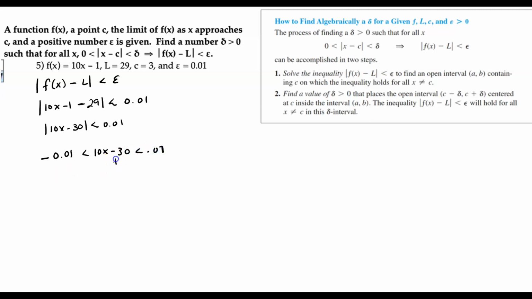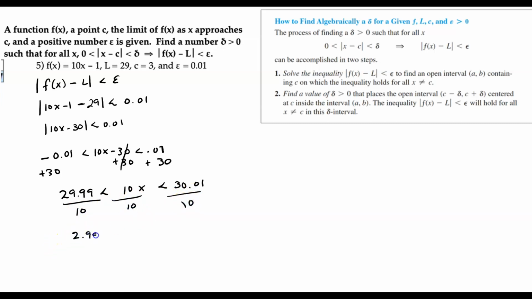Now I'm going to add 30 to both sides. I get 29.99 less than 10x less than 30.01. I feel like I'm at the store now shopping for something. And we're going to divide everything by 10 to solve the inequality. We're going to get 2.999 less than x less than 3.001. So this is our interval from a to b.